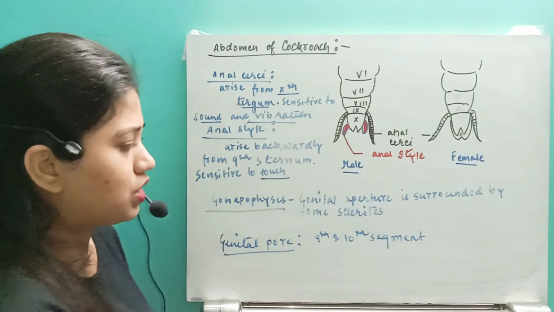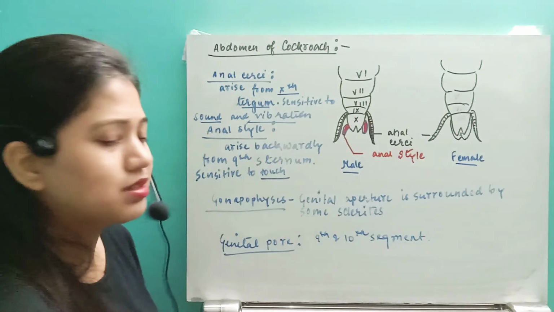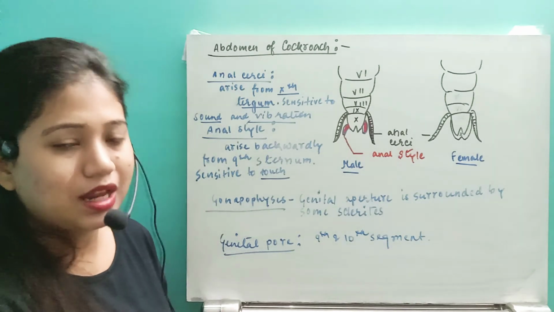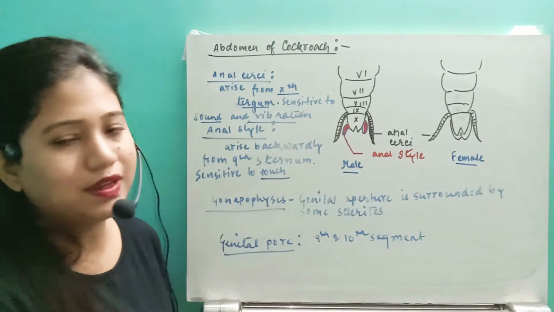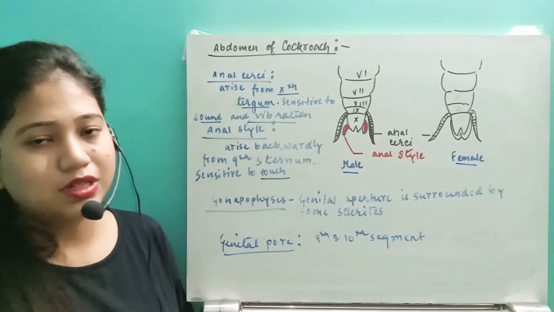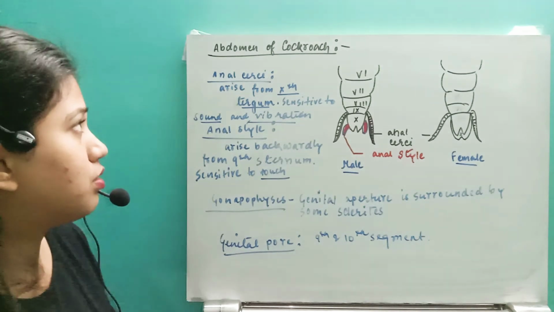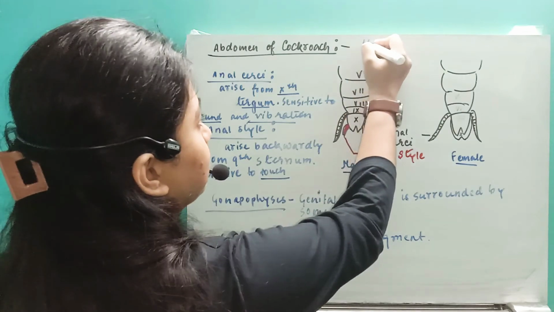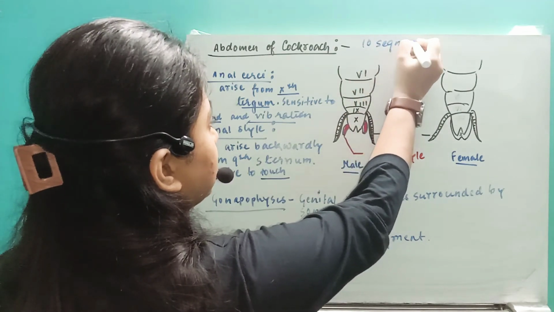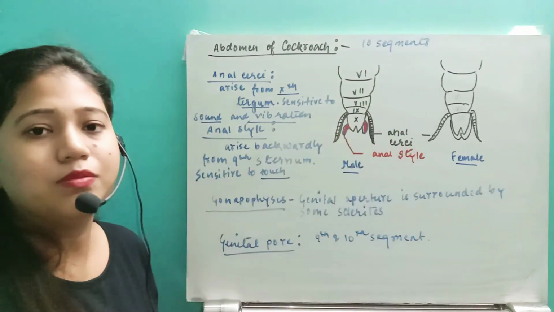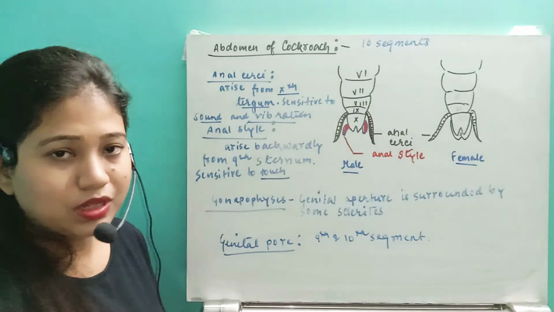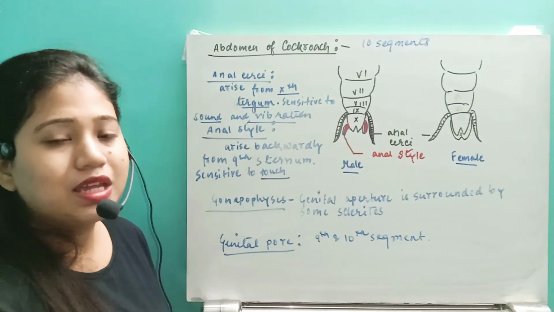So the gonapophysis is one type of structure that is present covering the genital pore. The genital aperture is surrounded by some separate sclerites, known as the gonapophysis. Remember that the abdomen has 10 segments, and these 10 segments are present in both males and females. The point is, the male is separated.